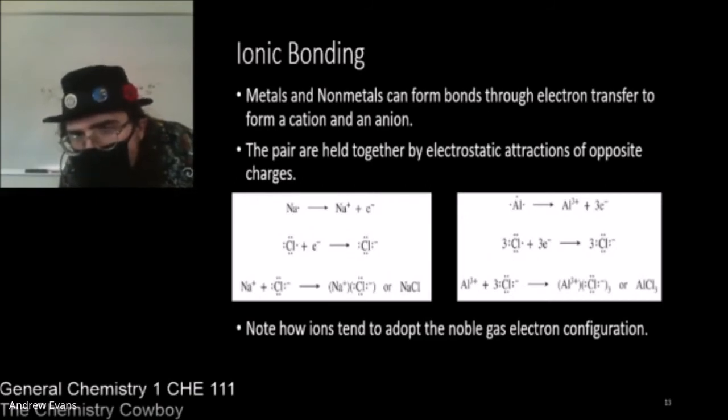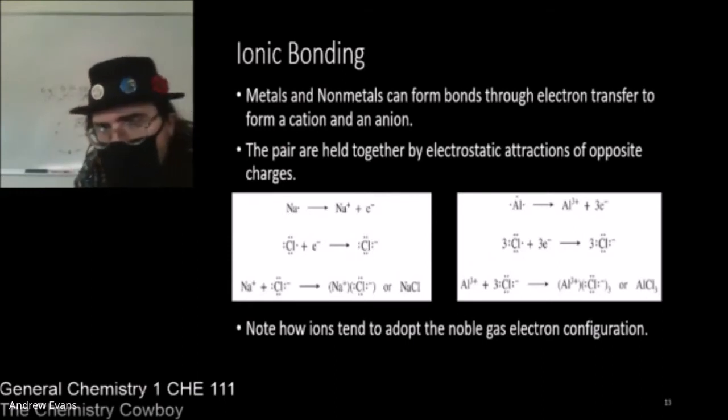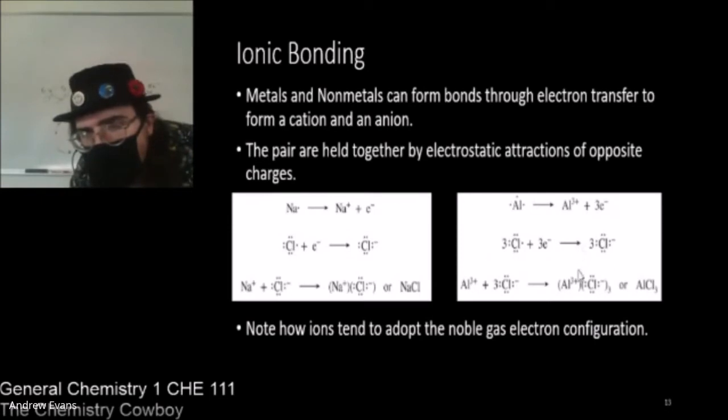As we do this, depending on how many electrons we have to lose, we might have a bunch of different bonding partners together. As an example, aluminum has to lose 3 electrons, and so each chlorine will gain 1 electron.